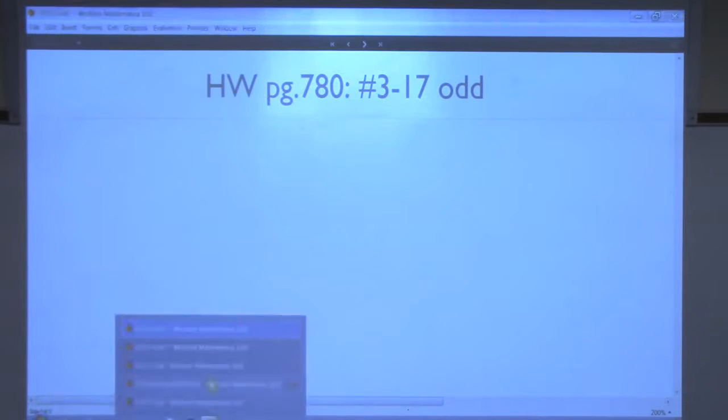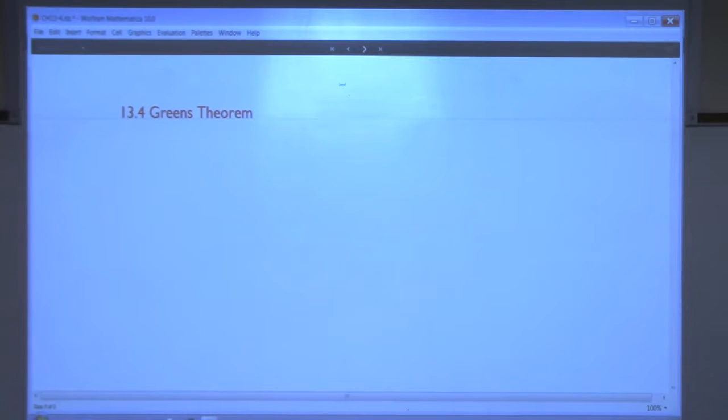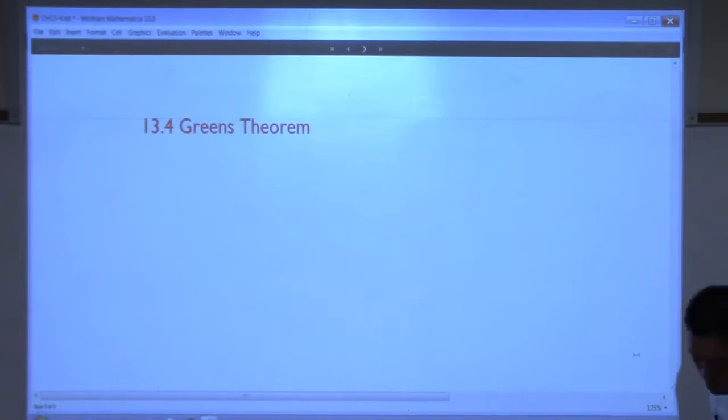Move to the next section. We are in 13.4, Green's theorem. An entire section dedicated to one theorem. And this is a huge, fundamental result that we have here. And I think it's quite beautiful if you take a look at what it's saying.